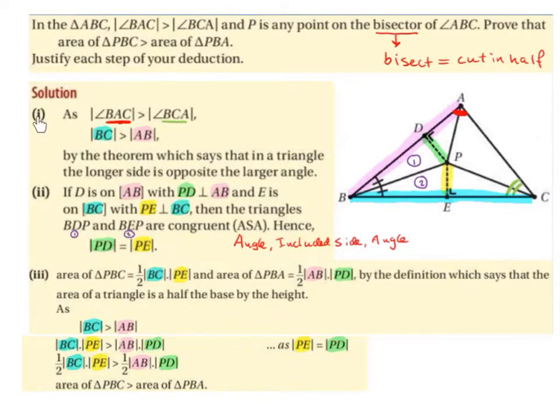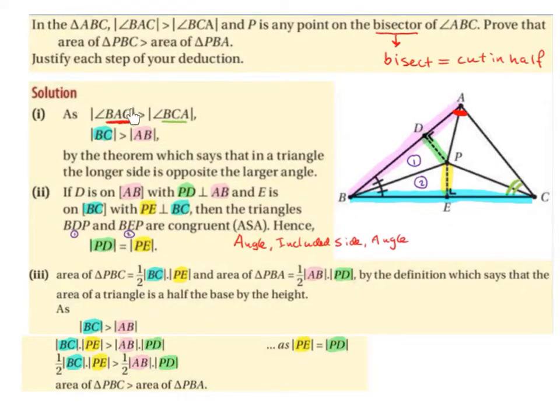Okay, so step 1, as the angle BAC, this angle in red, is greater than the angle BCA, this angle in green, the length of BC is going to be greater than the length of AB. And this is by the theorem which says that in a triangle, the longer side is opposite the larger angle.